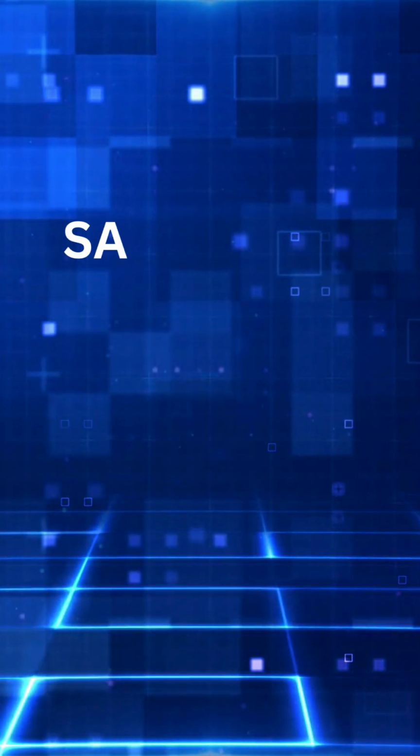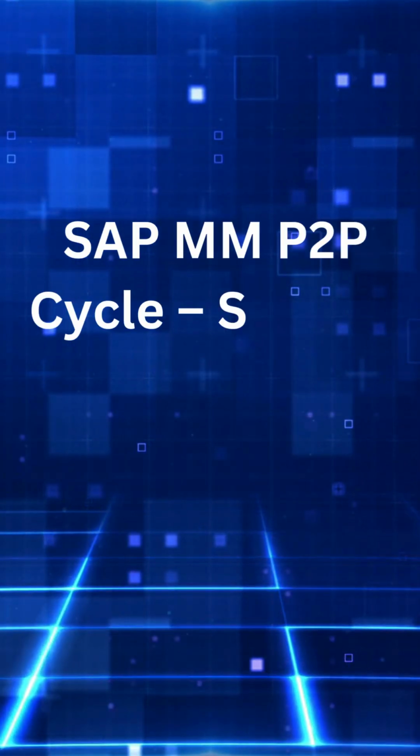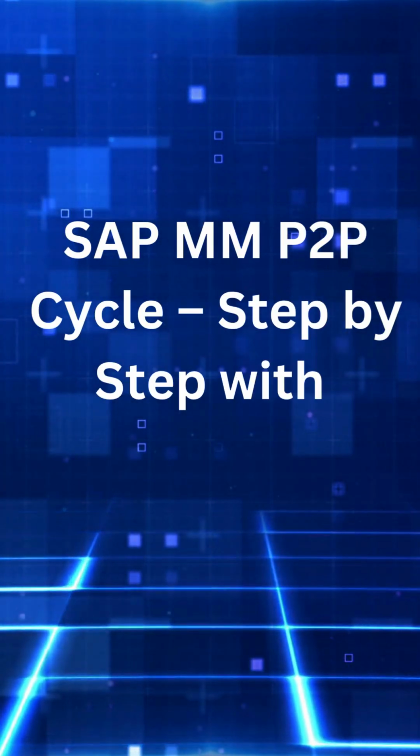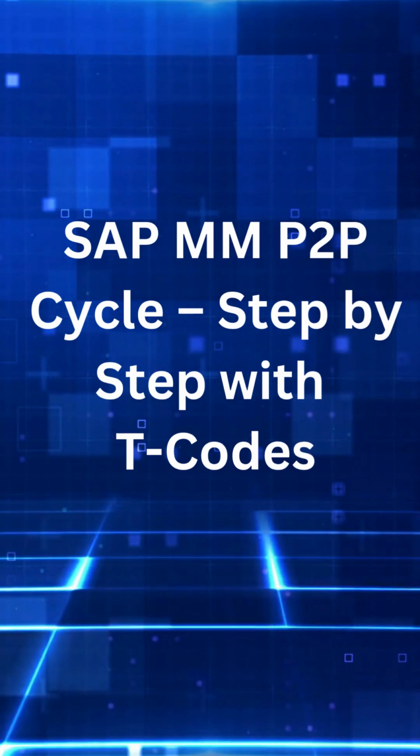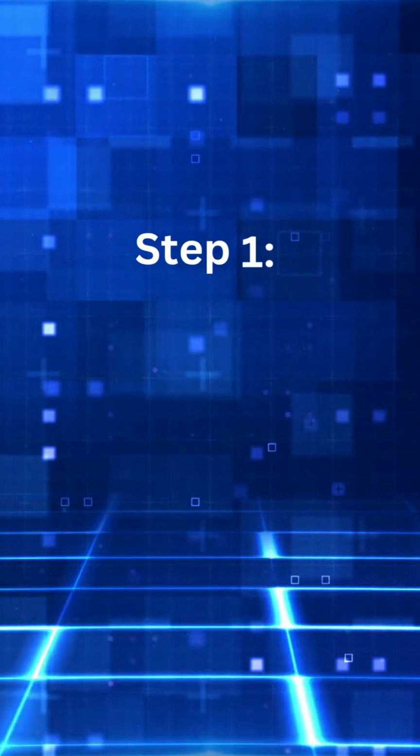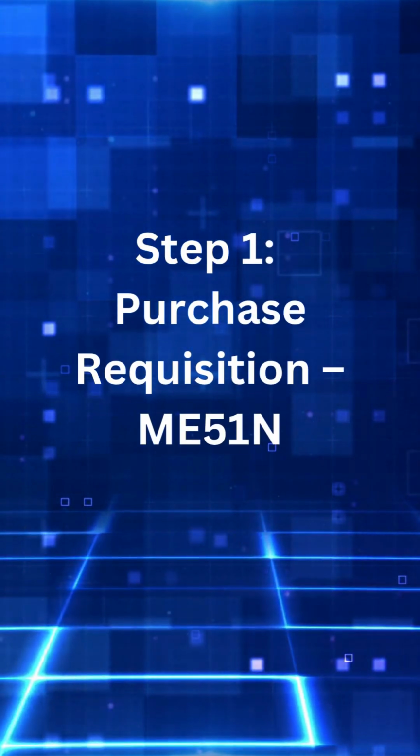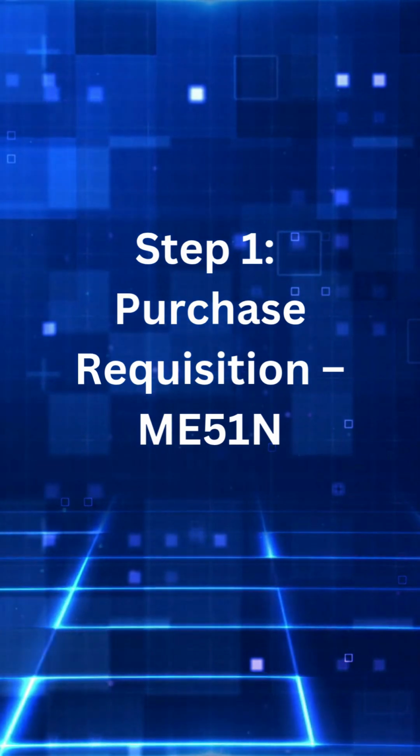In this video, let's understand the complete P2P cycle in SAP MM with real-time business examples, T codes, and tables. Let's begin. Step 1. Purchase Requisition Creation using ME51N.